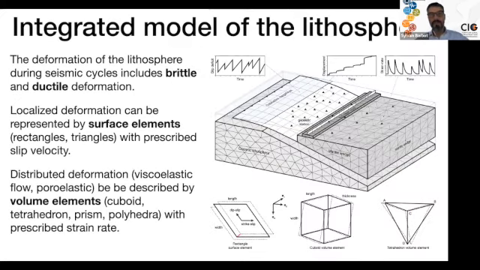So we want an integrated model of the lithosphere that incorporates regions that flow in a distributed manner in the ductile domains of the upper mantle and lithosphere, connecting to extremely localized deformation along faults. An example of this, which is kind of in the back of my mind as I explore these things, is how to model subduction zones.